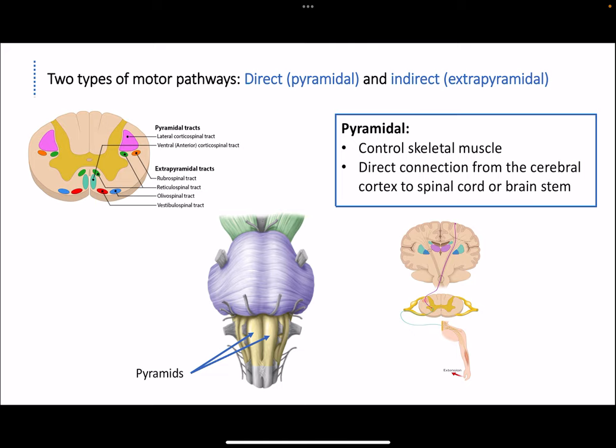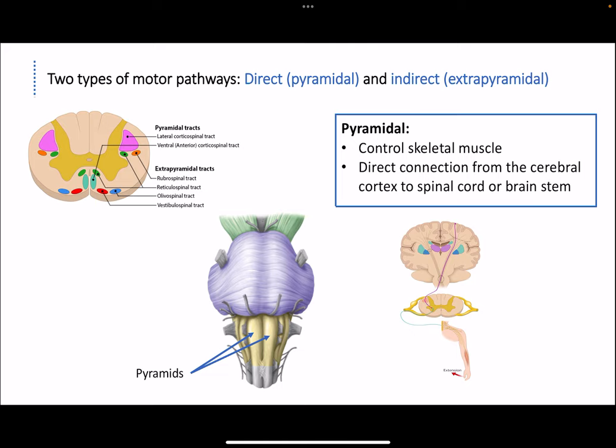This is going to be a pathway that we can voluntarily control. So when you decide to smile, you decide to turn your head, you decide to move your arm or legs, this is being controlled by the direct or pyramidal pathway. We'll have the upper motor neurons synapse directly onto the lower motor neurons. And then remember, those lower motor neurons are what go out to the periphery and stimulate the effectors to be innervated, so a muscle in this case.